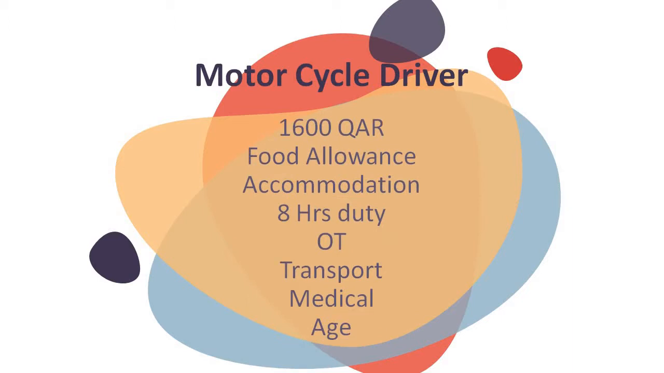The next position is motorcycle driver or bike delivery driver. The details are 1600 Qatari riyal is the salary, 300 Qatari riyal will be for food allowance, accommodation, transportation and medical will be provided, overtime based on the job requirements, the maximum age criteria will be 35 years with valid motorcycle driving license from Gulf countries. The contact related steps to apply, queries and for clarifications.